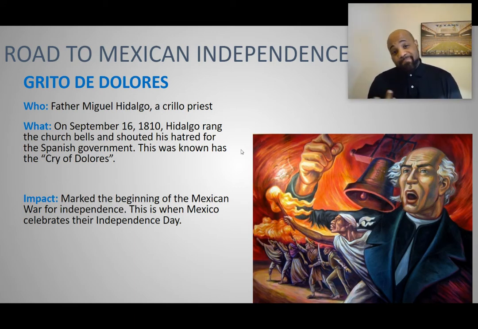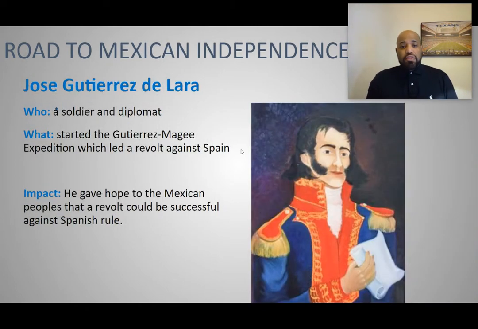So they didn't like that very much. However, it marked the beginning of the Mexican War for Independence. So this is the day when we talk about Independence Day in Mexico. It's actually this day because this is where it all began. This is where the fight starts, as we go through the story here.